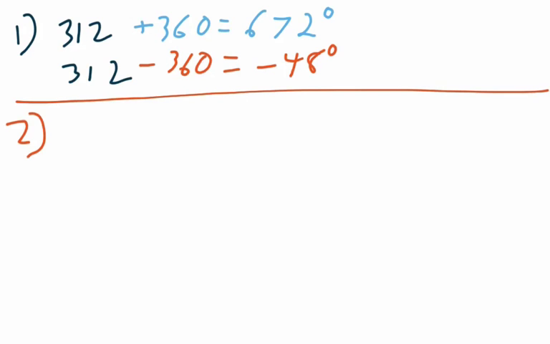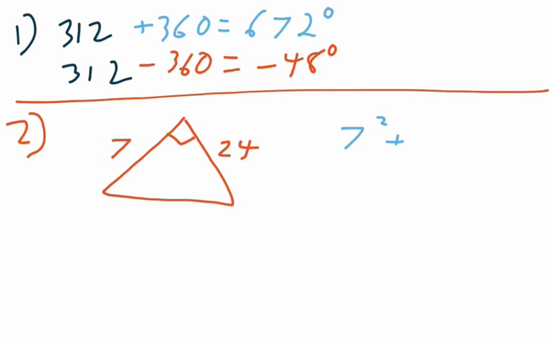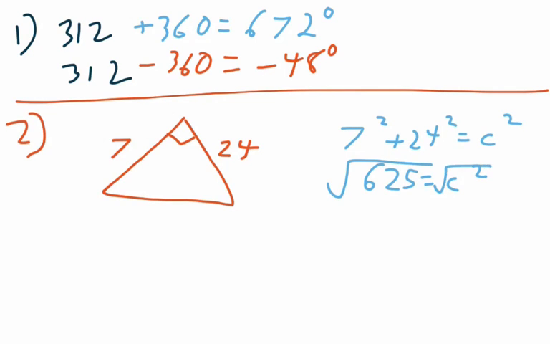Problem number 2. We have this right triangle, and it's not marked as a right triangle on C, but it should have been. And we got 7 and 24. So the first thing we have to do is find what the hypotenuse is so we can find the 6 trig functions. So when I do this, I get 625 equals c squared. Square root, c equals 25.